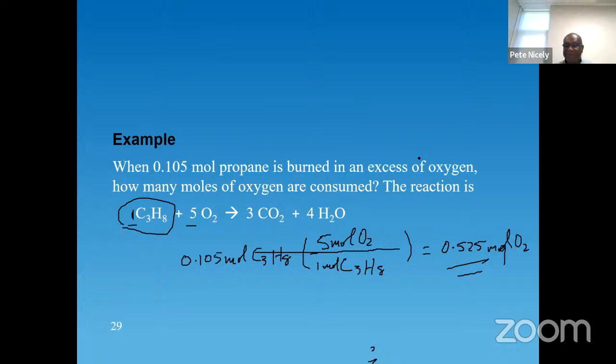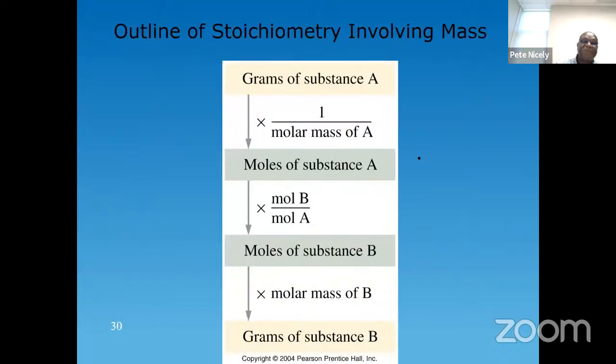Okay, let me see here, what's next? So a lot of problems would involve this kind of approach, where, for example, you're given, let me get my pointer here.